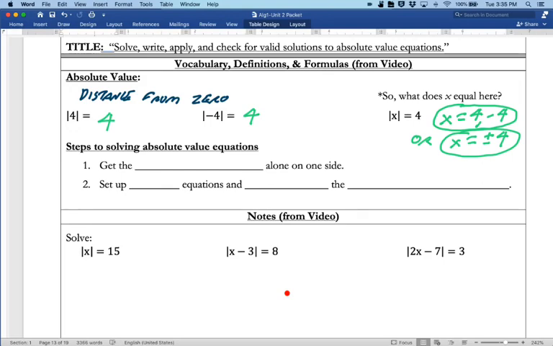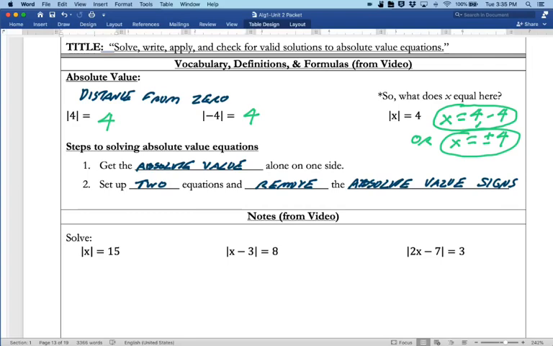So when we solve absolute value equations, we want to follow just a couple steps. Here's the first, number 1. Get the absolute value alone on one side, which means if there's anything added or subtracted, multiplied or divided to the absolute value, we have to move it to the other side. And after that, in most cases, you can set up two equations and then remove the absolute value signs.